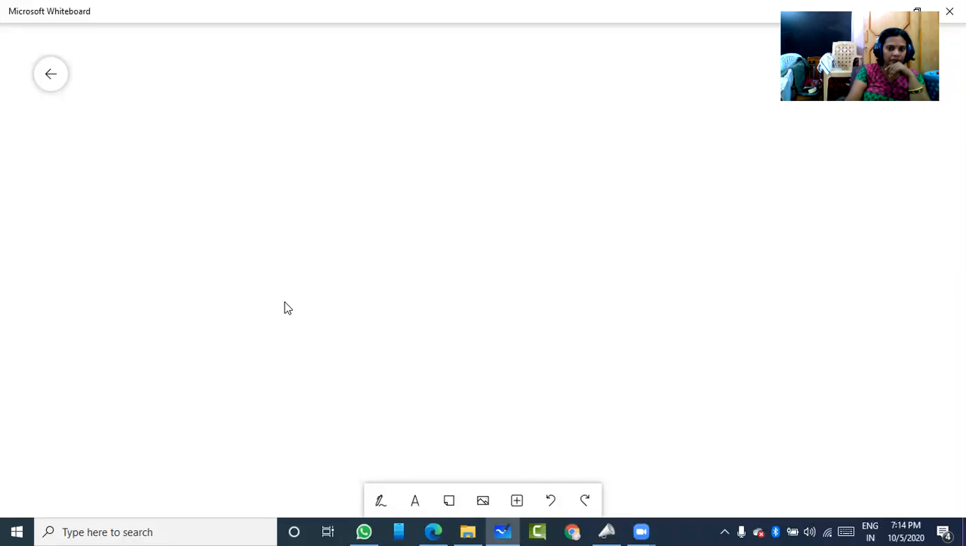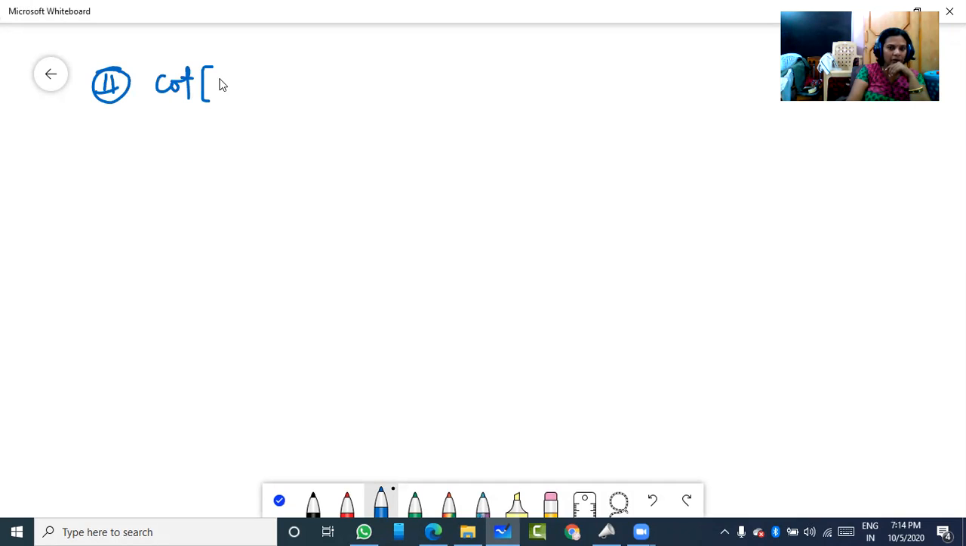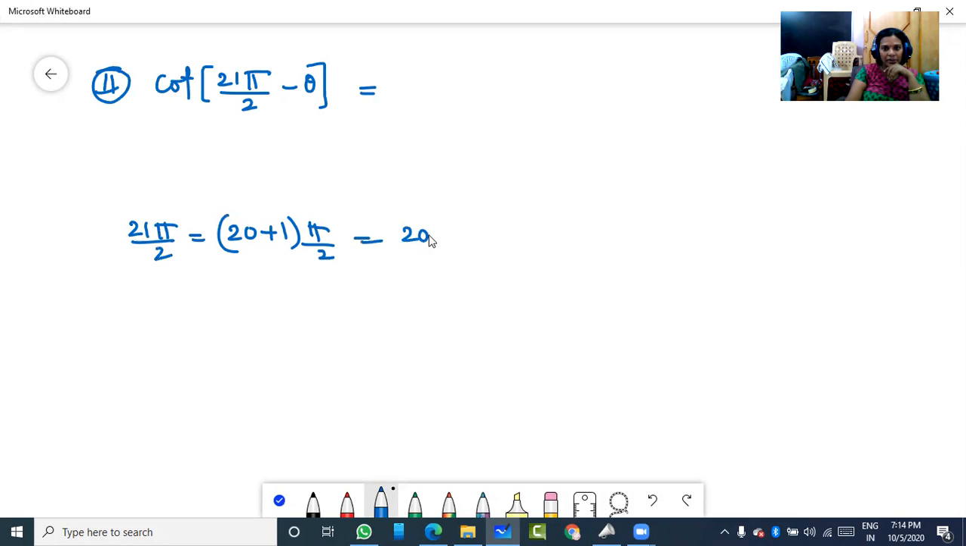Second question: cot of 21 pi by 2 minus theta. Here 21 pi by 2 can be taken as 20 plus 1, into pi by 2, and written separately as 20 pi by 2 plus pi by 2. 2 tens are 20, so it is equal to 10 pi plus pi by 2.